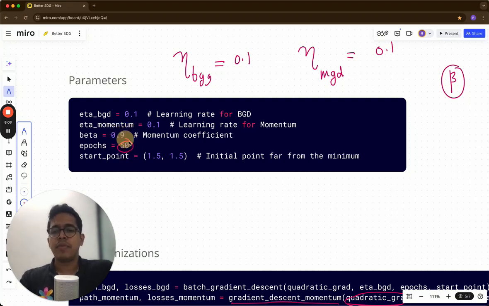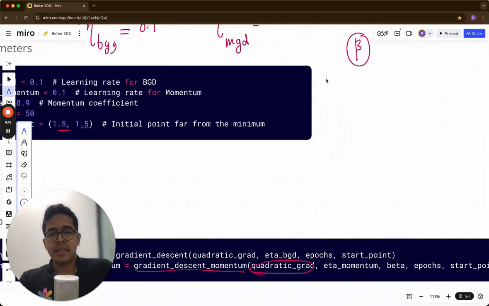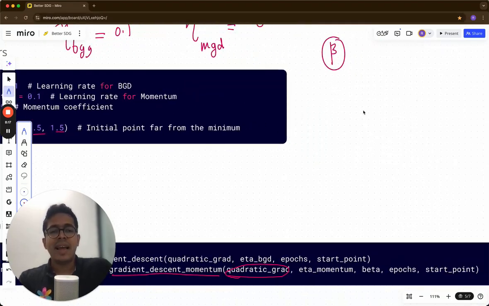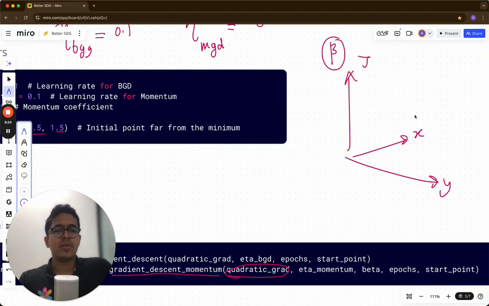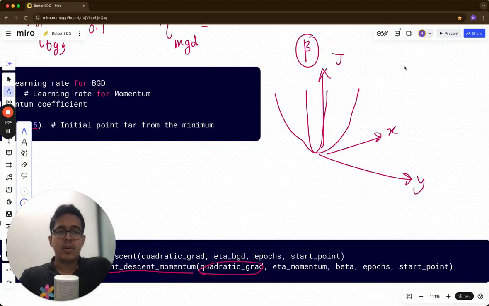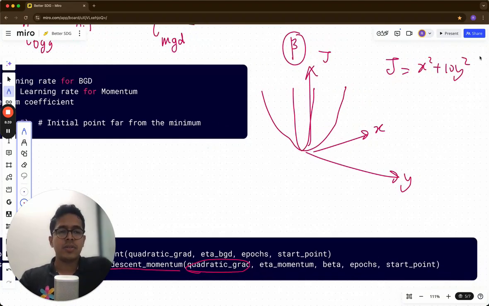Then the number of epochs is 50, and a starting point, some random starting point. And what is the starting point? It is the starting point in the landscape. So we have x, y, and here is the loss function. This loss function will look like a parabola. It will have 3 dimensions, but basically the equation is J equal to x square plus 10y square, right? So this is the format of the loss function.